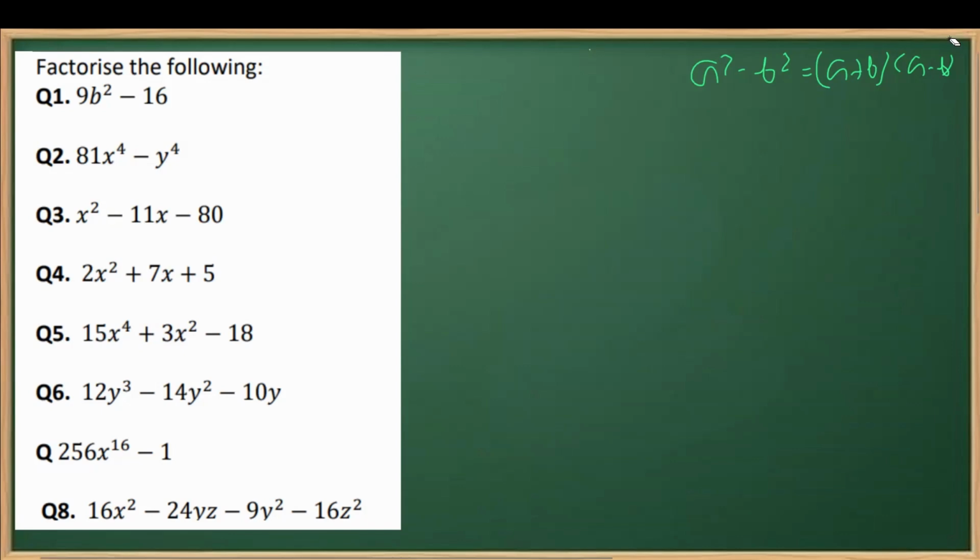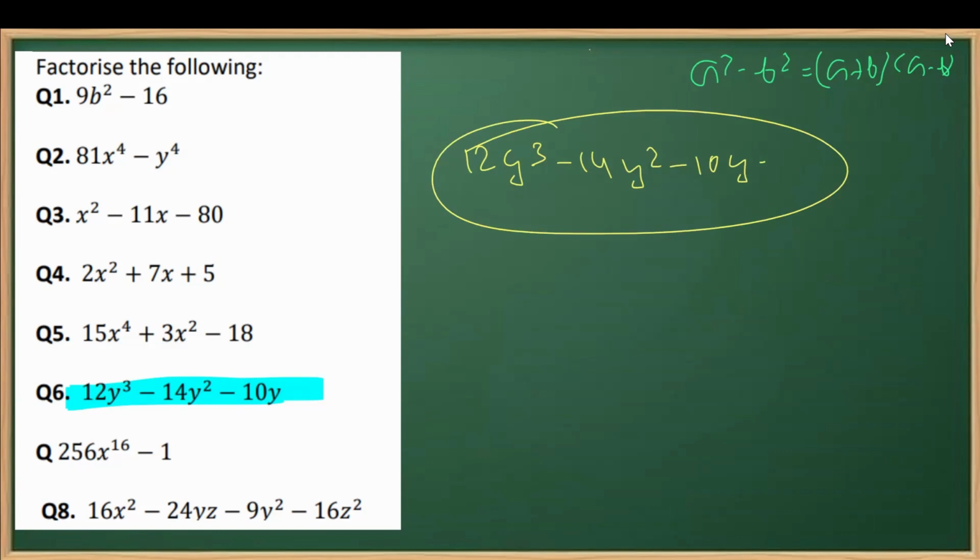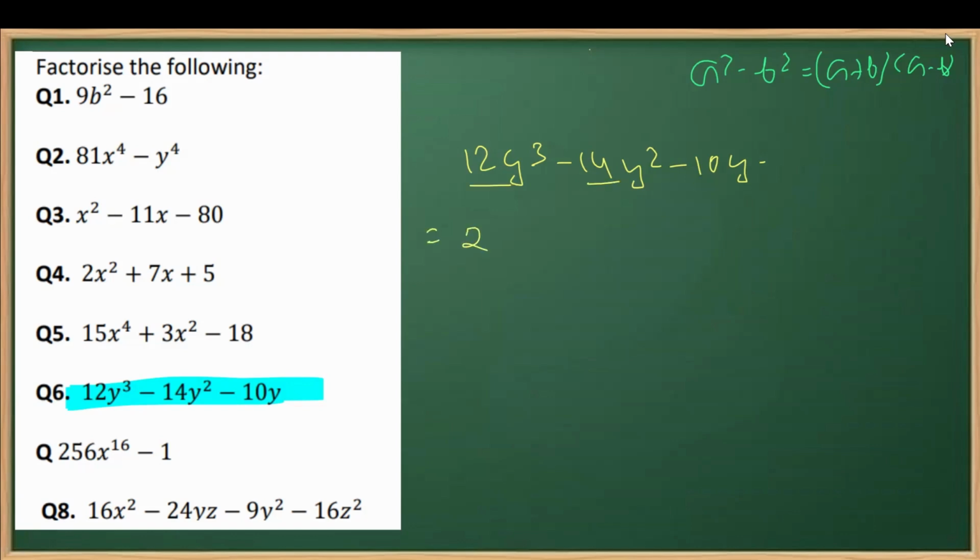We are now on the sixth question. The sixth question is a cubic polynomial: 12y raised to the power 3 minus 14y square minus 10y. Now what you can figure out from here is that, as I said, we should take common whenever it is possible. I can see that we have 2 as common from 12, 14 and 10, and from y cube, y square and y, we have y as common.